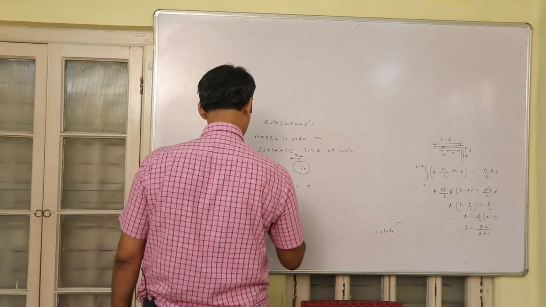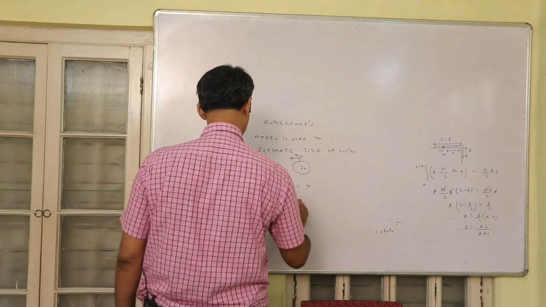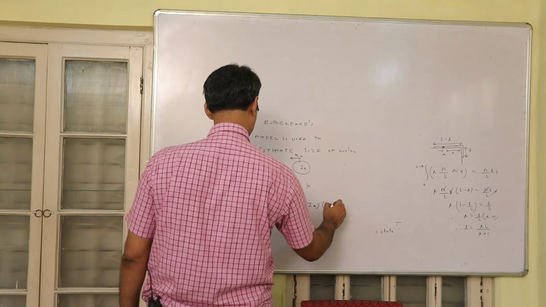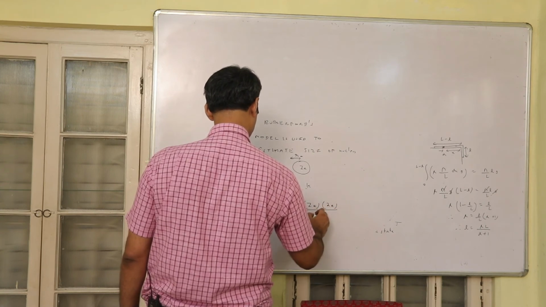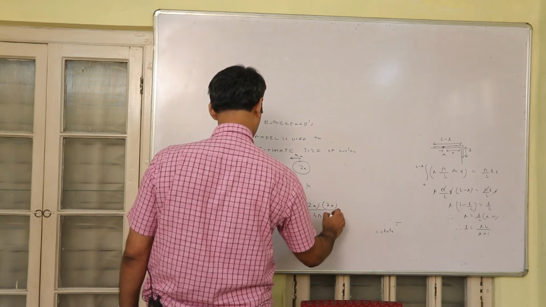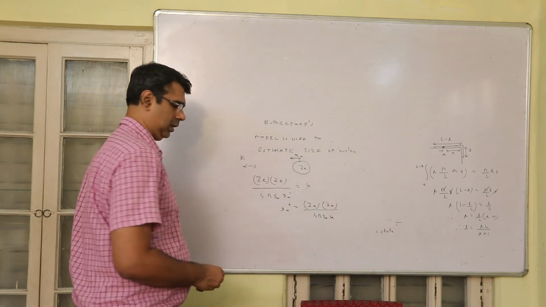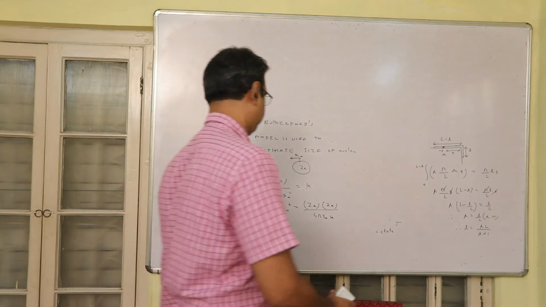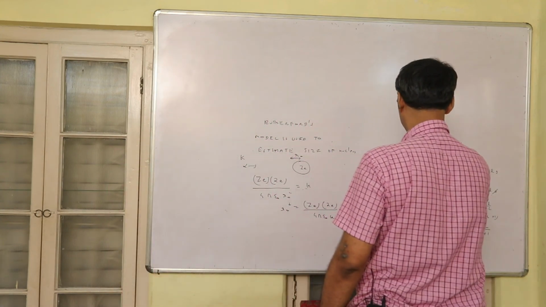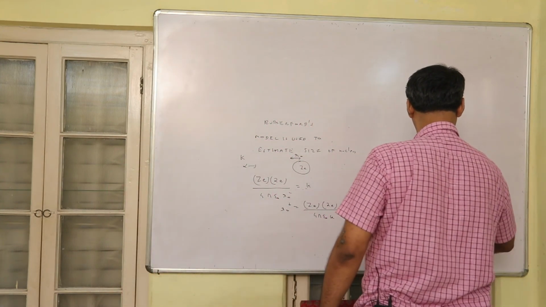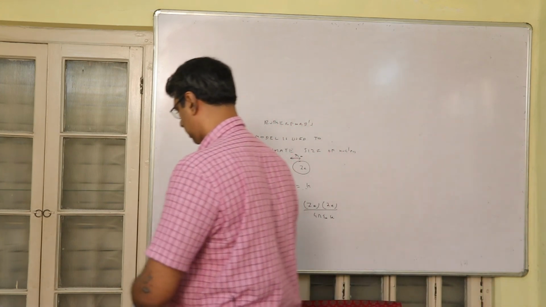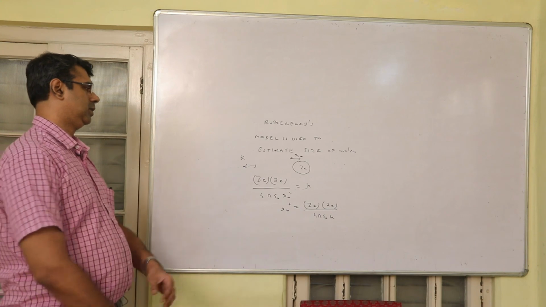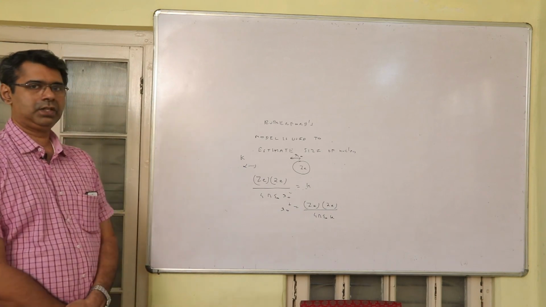So from here we get r0 is Ze into 2e by 4 pi epsilon naught into K. So this is the formula which enables us to calculate the size of the nucleus. So that brings us to an end of this topic and also to an end of the chapter Atoms.